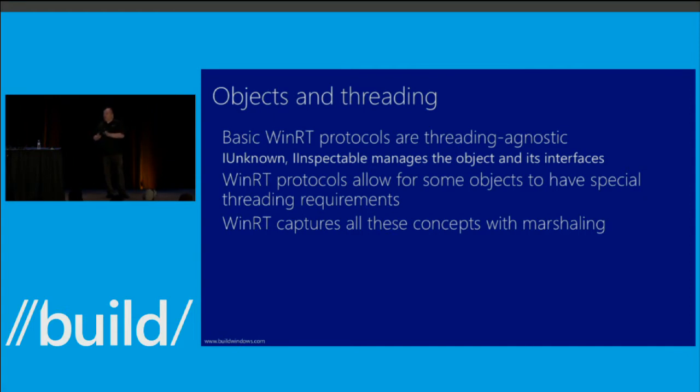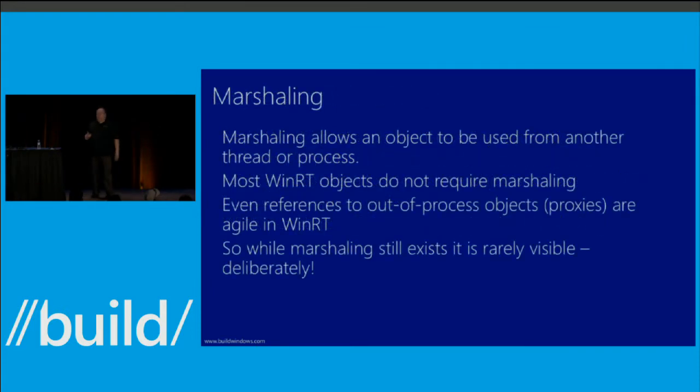So you can build all kinds of objects, and these objects express their threading requirements. You can find those threading requirements in the metadata. If you've ever browsed the full detail of the Windows metadata, you can find all sorts of interesting stuff about threading there. And WinRT captures all these concepts in a word we call marshalling. And marshalling is allowing an object to be used from another thread or process. So it's called marshalling, I think, because the original COM team had a very inventive way with names, but we still call it marshalling. And most WinRT objects, most of the time, do not require marshalling.